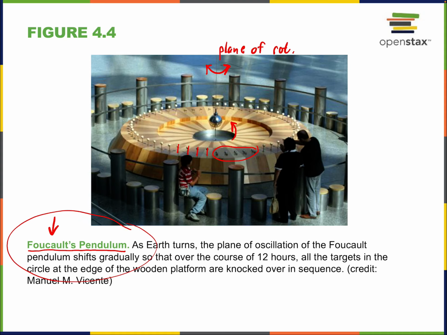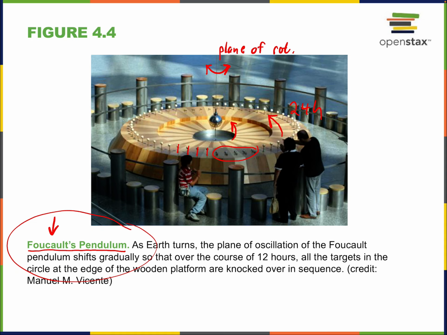And in that case, it would take a full 24 hours to make a circle all the way around, and all the pegs would knock down as that pendulum swung in its plane and the Earth rotated underneath it. Okay? Now, no one's ever built a Foucault's pendulum at either of the poles due to the harsh conditions there, but certainly it would work. Now, however, if you have one of these pendulums at any other location, it's a bit more complex.